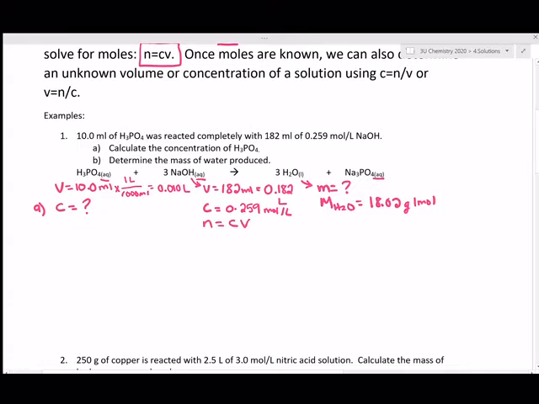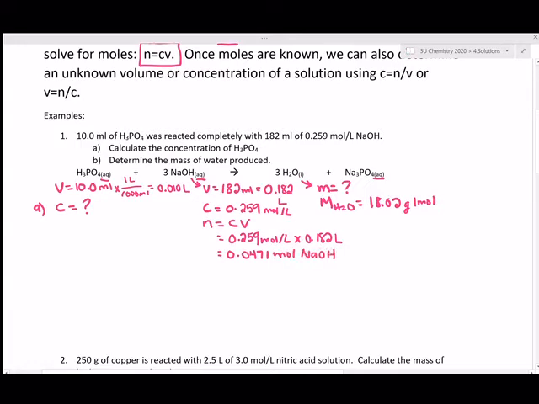N equals concentration times volume. So as long as you have a starting point, away you go, and then the rest will fall into place. So, 0.259 moles per liter, and the volume is 0.182 liters. And that is going to give us 0.0471 moles of sodium hydroxide.